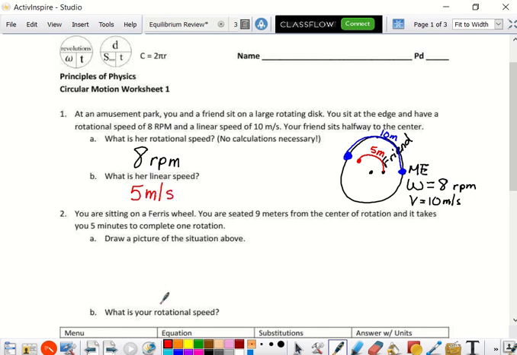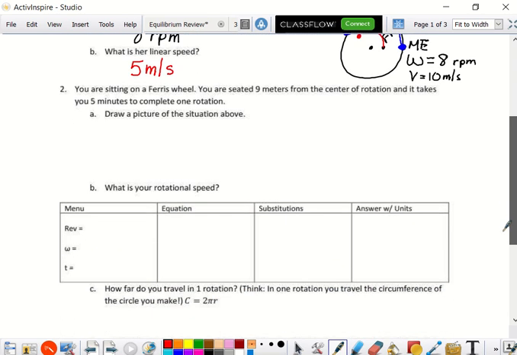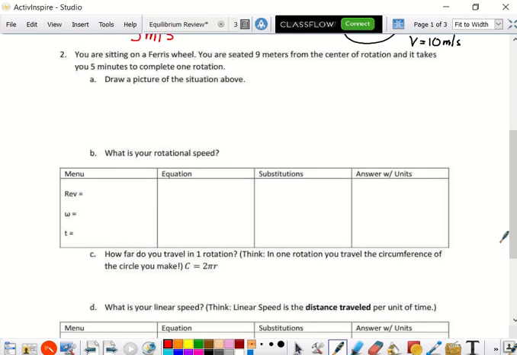All right. Let's look at number 2. You are sitting on a Ferris wheel. You are seated 9 meters from the center of rotation, and it takes you 5 minutes to complete 1 rotation. Draw a picture. Okay, so just me this time, no friend. So there we go, and I am seated 9 meters from the center. I'm going to say that that's at the edge. This is 9 meters. It takes me 5 minutes to complete 1 rotation. So that's my picture.